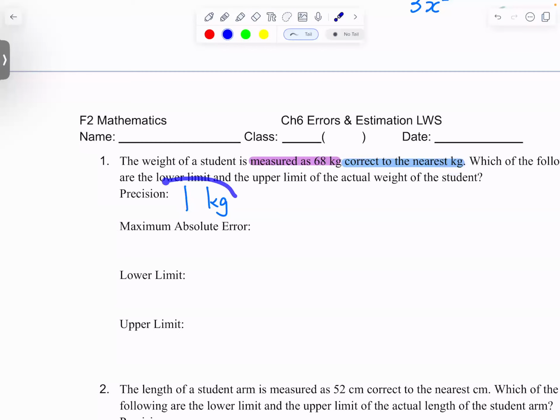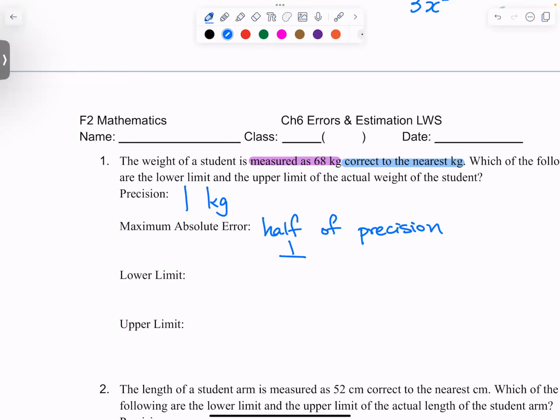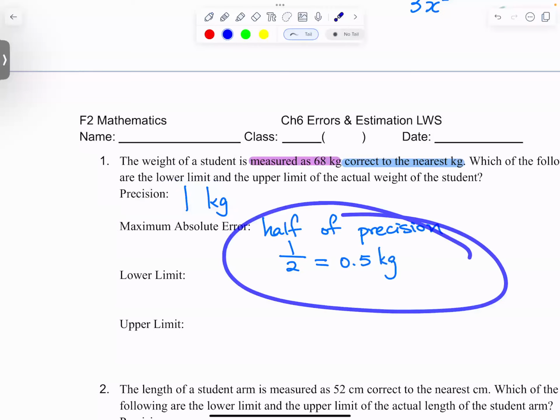Okay, so your precision is 1 kg first. And the next thing, maximum absolute error, which is half of precision. That means 1 over 2, 1 kg divided by 2, 0.5 kg. Okay, don't lose this mark.